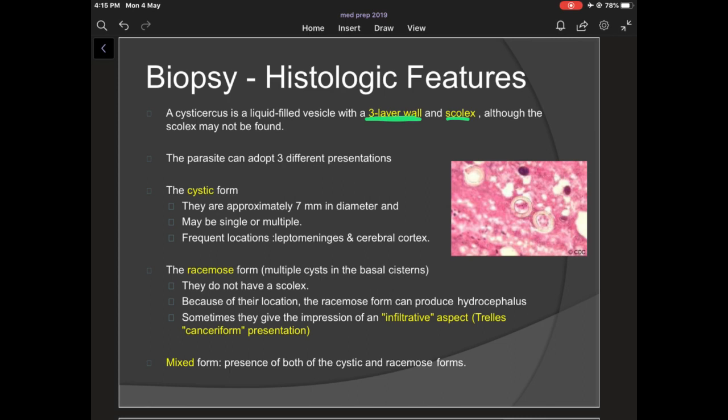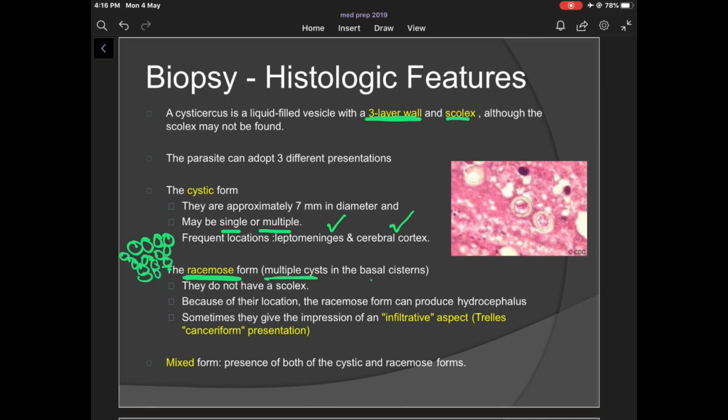So what is a cystic form? Cystic form is approximately 7 millimeters in diameter and may be single or multiple. Frequent locations are leptomeninges and cerebral cortex. These are the 2 frequent locations where the cystic form is found. The racemose form, racemose, as from the name, means a bunch of grapes.